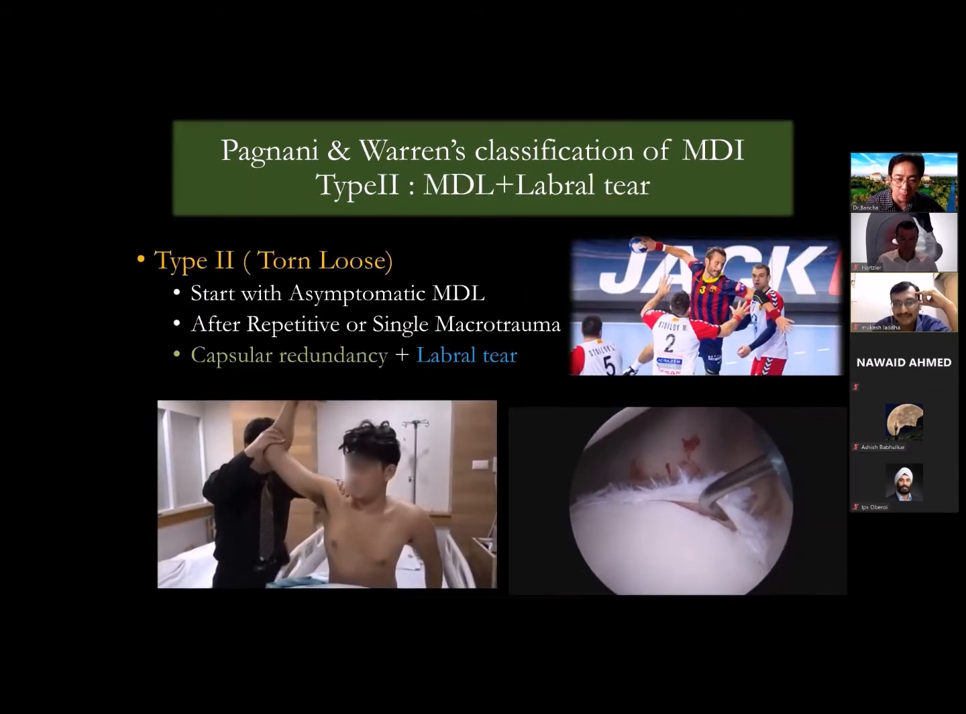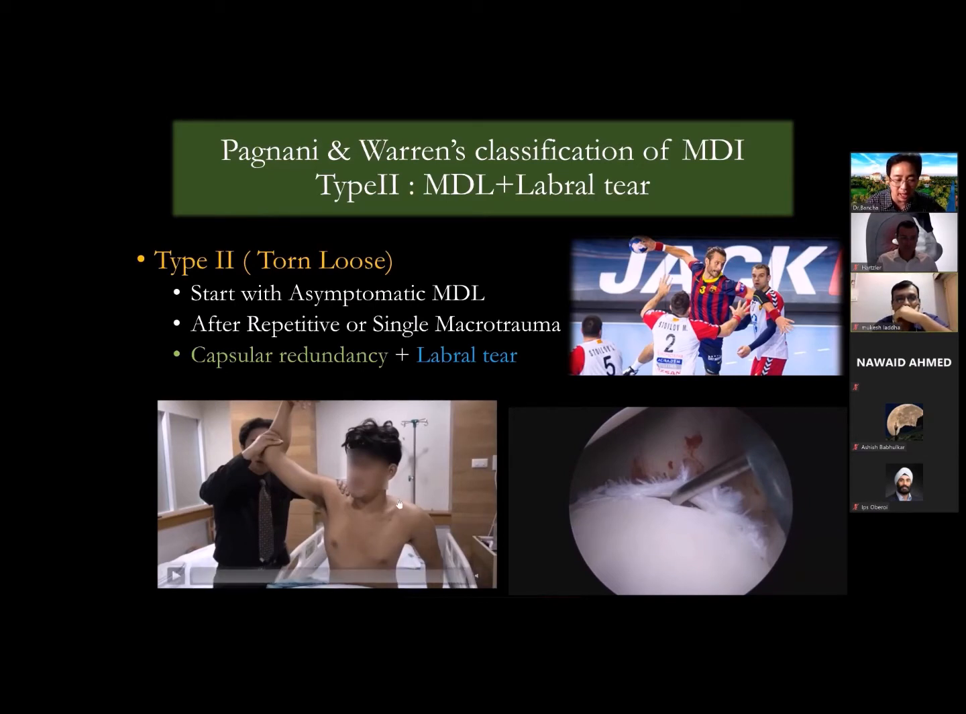So the second group is the MDI, that is the MDL, multidirectional laxity with labral tear. So this guy has the labral tear, okay, from the arthroscopic findings. They start with the asymptomatic MDL, but after the repetitive or single macro trauma, they have capsular laxity or redundancy with labral tear, okay, like this, okay.